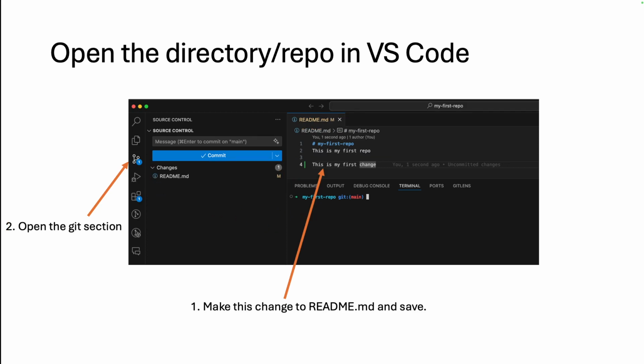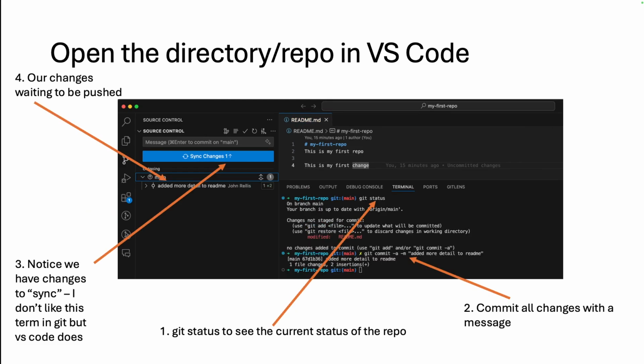What we're going to do now is open up our terminal here, and we're going to run our good friend git status. So it says, okay, we're on branch main, your branch is up to date, but you do have changes not staged for commit. We've made a change, we've modified readme.md, and we've no changes added to commit.